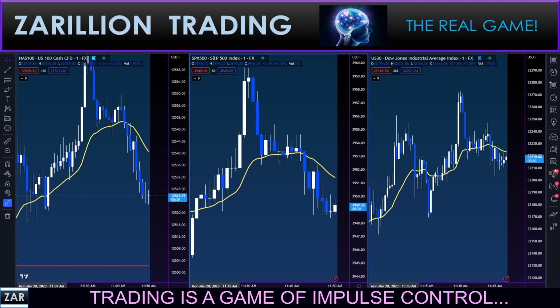And so, what are we doing here? We had a break and close above resistance. I'm going to make this a nice big one so you can really see what's going on here. This is the resistance zone. One break and close, failure, and then selling off.